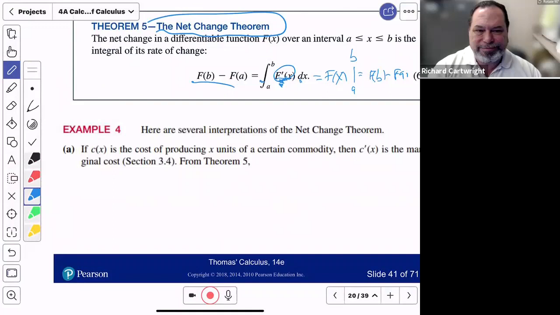Back in a previous chapter or previous lesson, we said that C of X was a function that was the cost of producing X units of a certain commodity. Okay, so C prime would be the rate that you are producing these objects. So if you are making widgets and you were selling them, and your widgets cost you 2 cents to make a widget, but when you sold it to the person who's going to sell it to the store, they gave you 3 cents. So you're making a penny off of every widget.